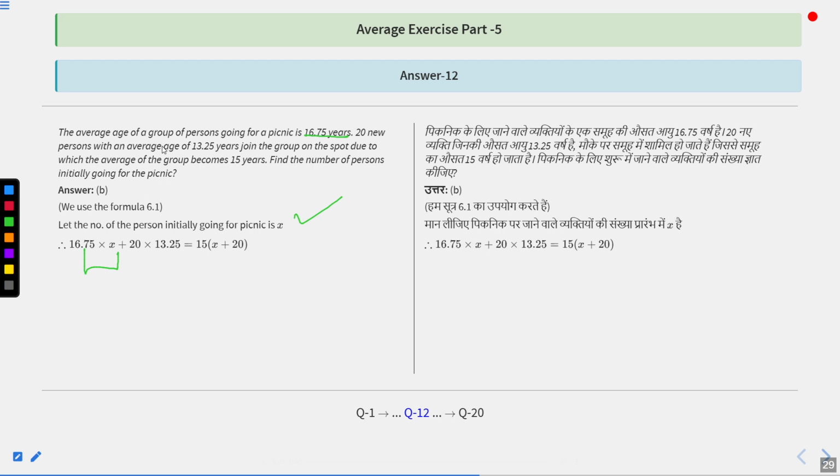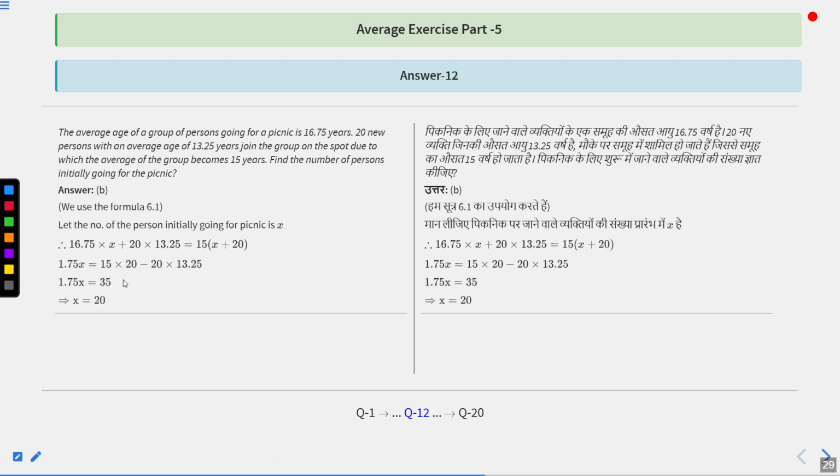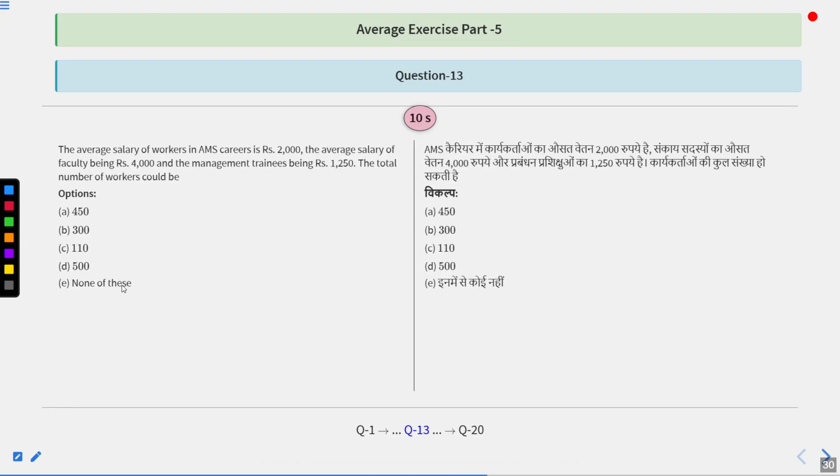Now, 20 new persons with an average age of 13.25 join the group. So what will the total age become? 20 persons, 20 into 13.25. Clear? Now, the question says that when they are added, the average of the group becomes 15 years. So 15 multiplying by X plus 20, we can say that. Now we can compare it. When we compare it, we get the value of X, which is 20.